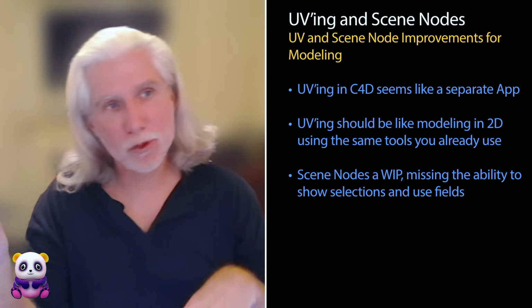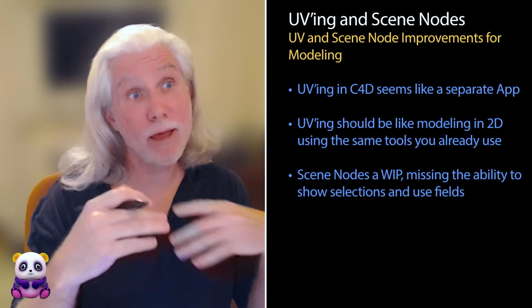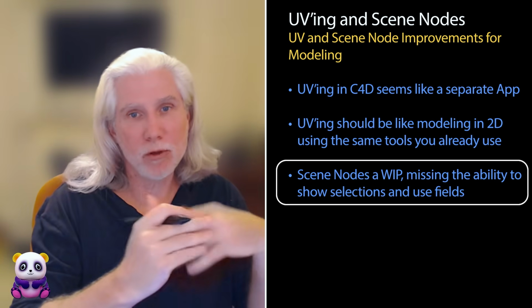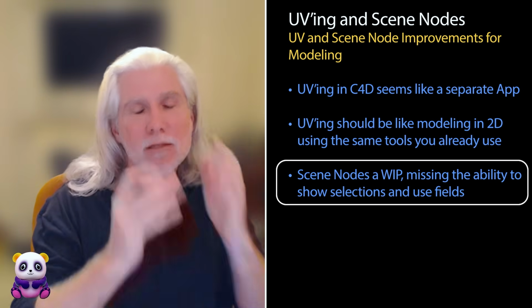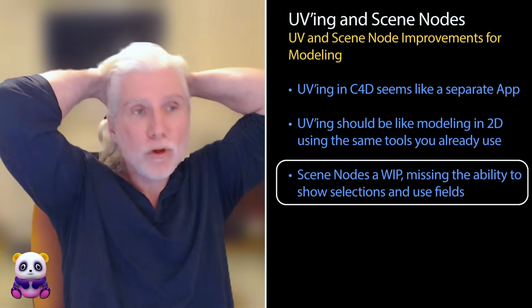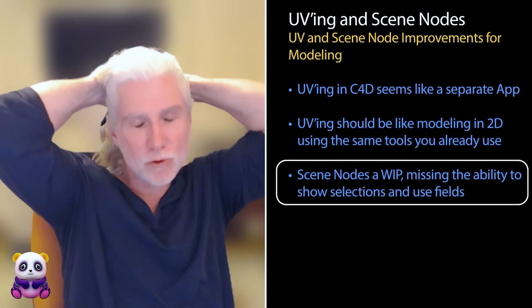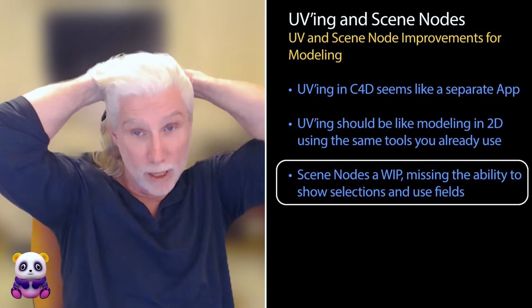UVing and scene nodes for procedural modeling. So let's talk about scene nodes really quickly. I think they're super cool. Some major deficiencies right now. You can't really see selections, and the whole deal with procedural modeling is procedural selecting. Like if you can figure out procedural selecting, you can do procedural modeling.